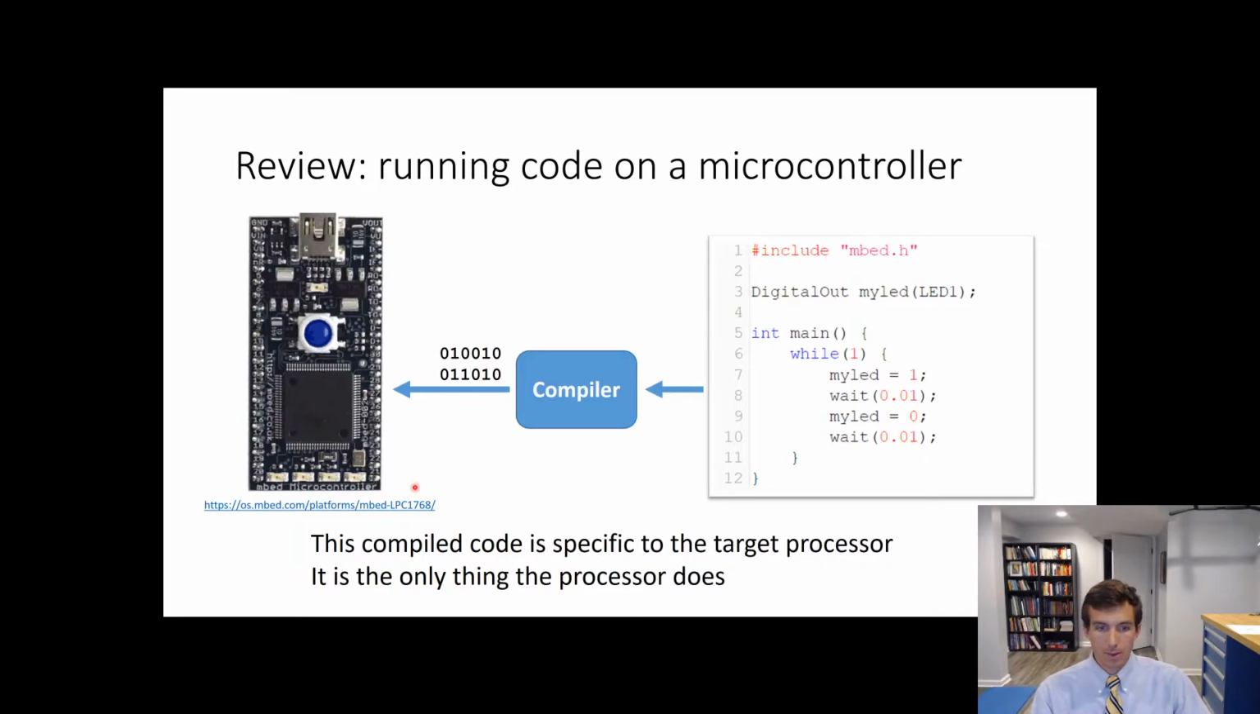Okay, so I want to just again emphasize the fact that compiled code is specific to a target processor, a hardware type. And in this model, the only thing the processor does is run my while one loop.